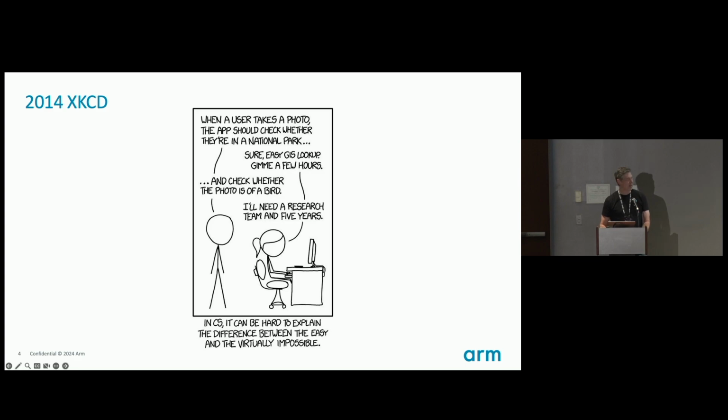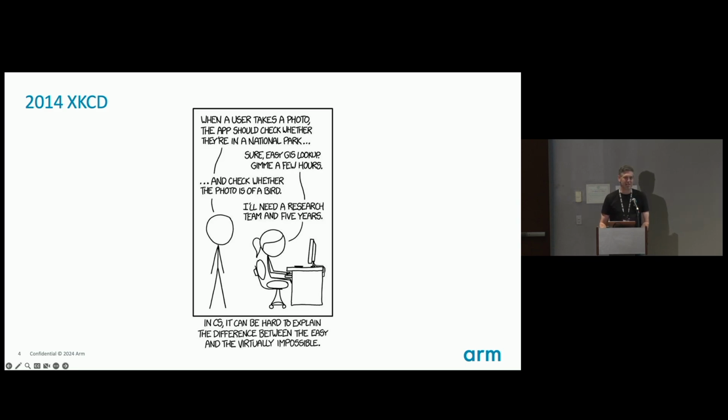But I wanted to share this comic because I find this very funny. This was an XKCD comic from 2014, making fun of the fact that it was really simple to use GPS to determine if somebody was in a national park or not, but described the task of identifying whether or not a photograph has a bird in it as a nearly impossible task that would take 5 years of research. Now, of course, 10 years later, that is such a trivial example that it's just kind of expected for any kind of photo application anymore.